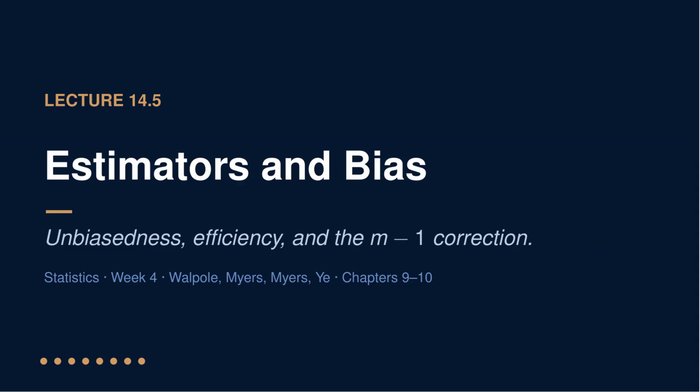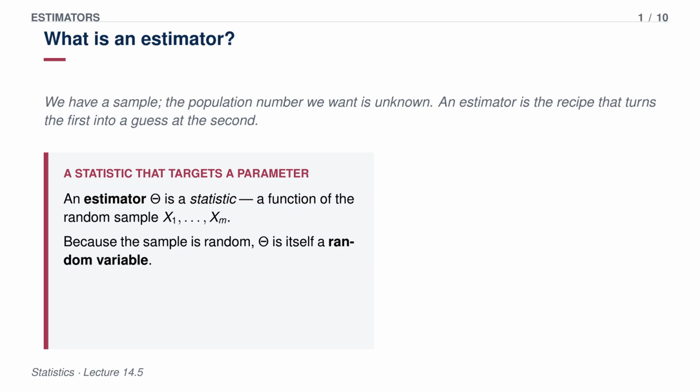So this is a short supplement, lecture 14.5, Estimators and Bias. It's the idea sitting underneath the confidence intervals from lecture 14. What makes a guessing recipe a good one? Let's unpack it. Let's name the players.